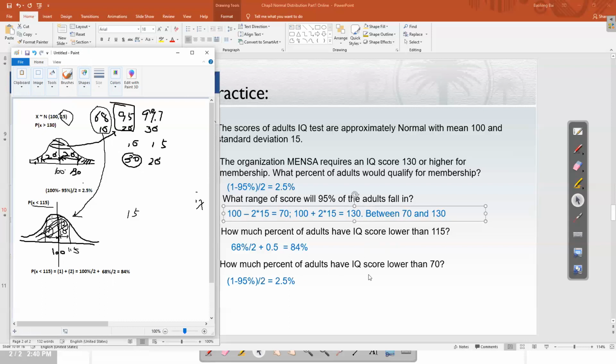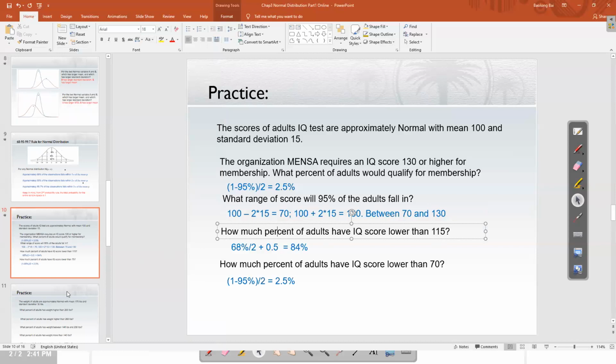And then what percent of adults have an IQ score lower than 70, right? Lower than 70, we know the 70 mark is right here, right? So basically it's very similar to the first one. Lower than 70, you're looking at the other tail right here, right? And by the symmetry, it's the same as this area, right? So it's 2.5% as well. Either left tail or right tail, they're the same probability. They have the same area.